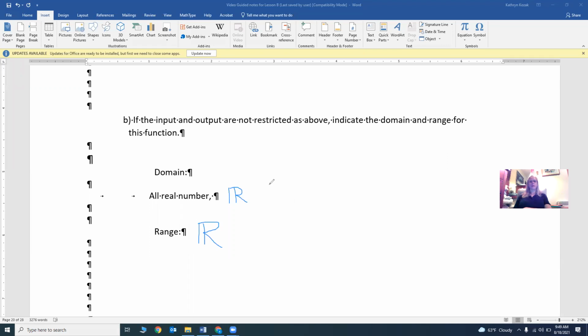You can also use the interval notation. In this case, it's minus infinity to infinity because it's all real numbers. And I didn't include it, so I used the open parenthesis because I can't actually ever be infinity. So the range is also going to be negative infinity to infinity. And again, I can never get to infinity, so I have to use the parentheses instead of the brackets.